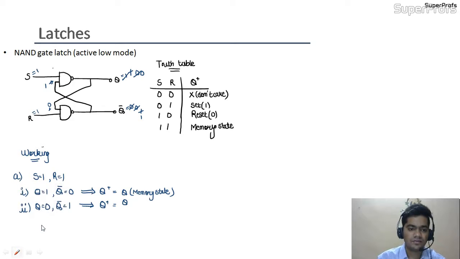Now we have to see the next condition. So first I erase these points to avoid confusion.